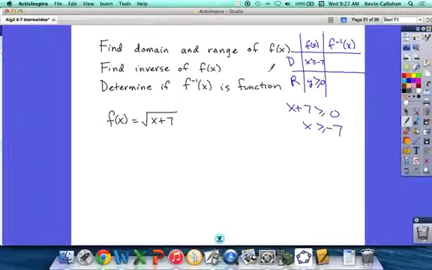Okay, so what do we know about the domain and range of the inverse? They flip, right? So if this had a domain of x greater than or equal to negative 7, this has a range of y greater than or equal to negative 7. If this had a range of y greater than or equal to 0, this has got a domain of x greater than or equal to 0. I don't need to look at the inverse to know that. I know it, right? Because that's how it works with functions and their inverses.